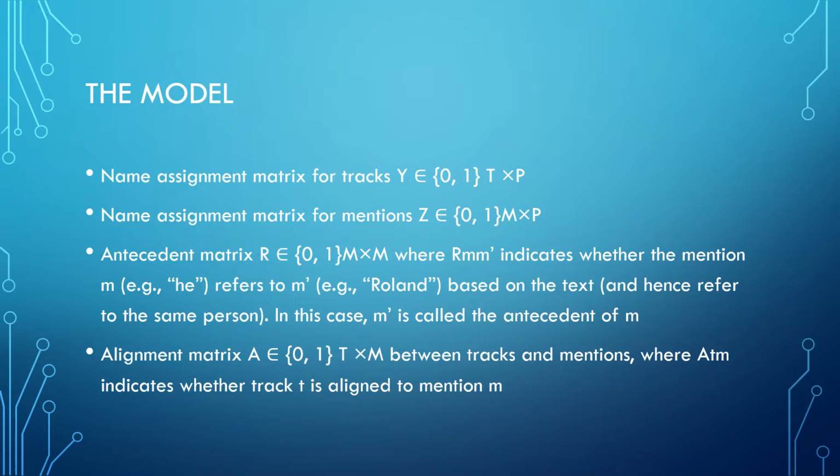The antecedent matrix R is an element of {0, 1}^(M×M), where R_{MM'} indicates whether the mention M, i.e. "he", refers to M', e.g. Roland, based on the text, and hence they refer to the same person. In this case, M' is called the antecedent of M. Next is the alignment matrix A, which is an element of {0, 1}^(T×M) between tracks and mentions, where A_{TM} indicates whether track T is aligned to mention M.